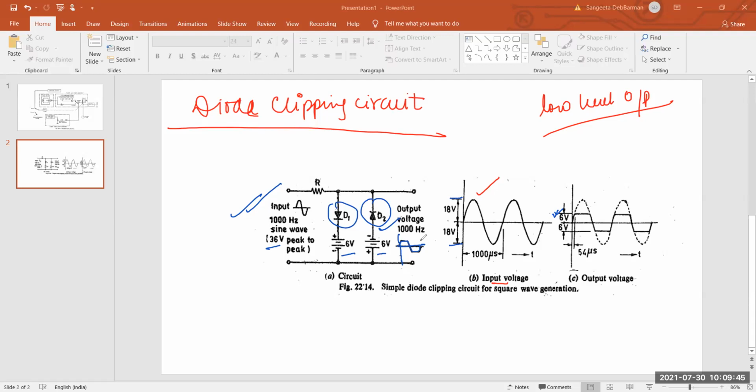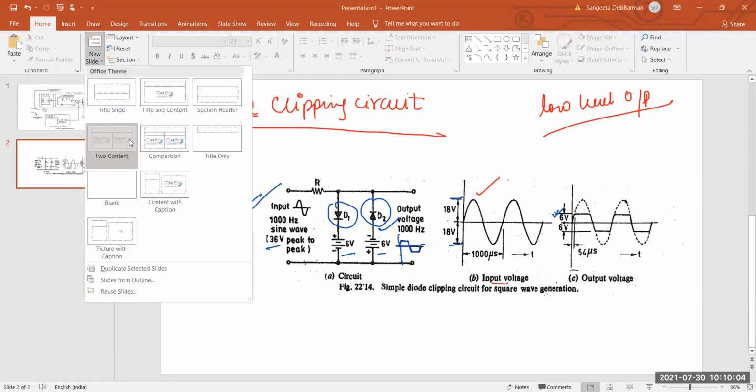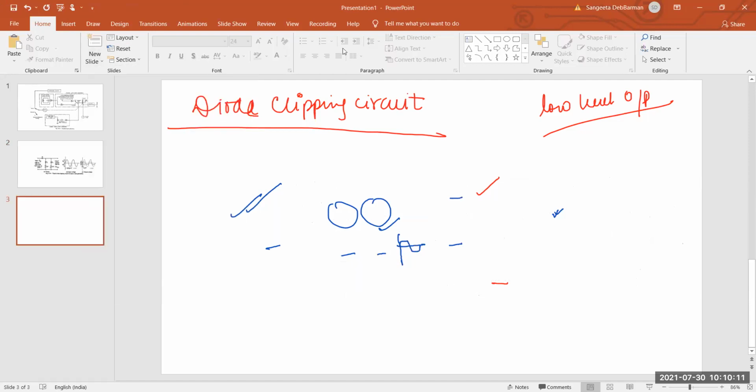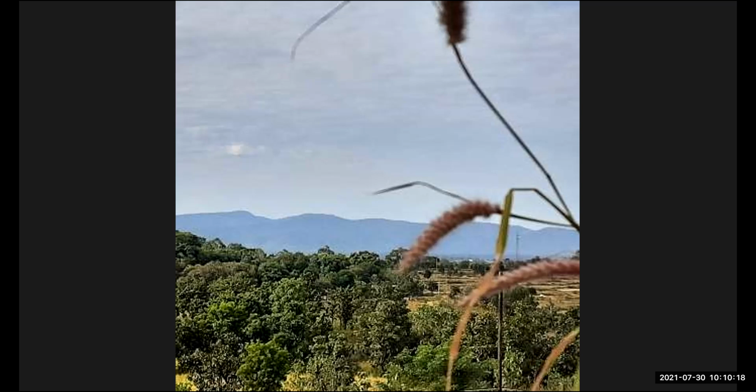Okay, so next we will move on to another part that was using Zener, but we will not do that. We will then move on to the overdriven amplifier circuit. Okay, wait for a second. Let me show you the picture of this. We will move on to the next, overdriven. Okay, wait. Overdriven, let me show you the picture.